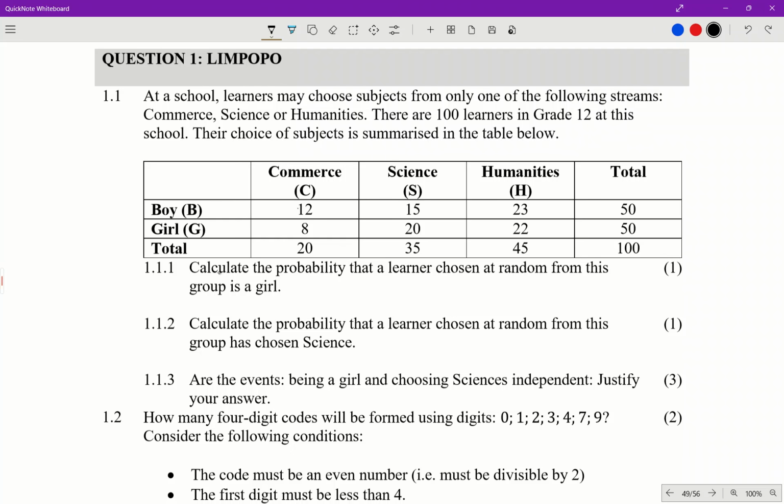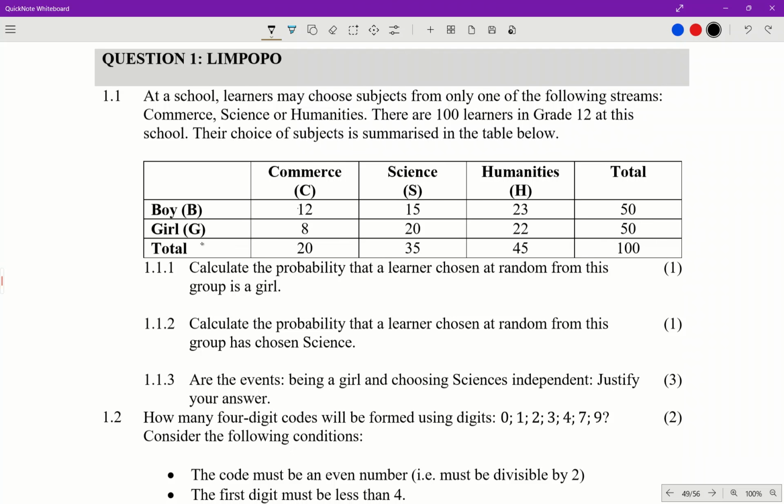Understand? So now, they say to calculate the probability that a learner chosen at random from this group is a girl. So this is the row of girls. The total for girls, you have how many? You have 50 out of what? Out of 100. So that's the probability.